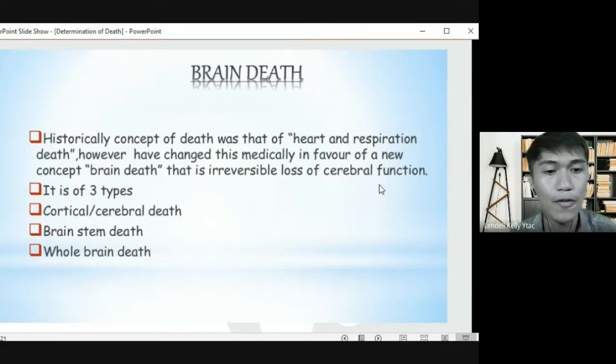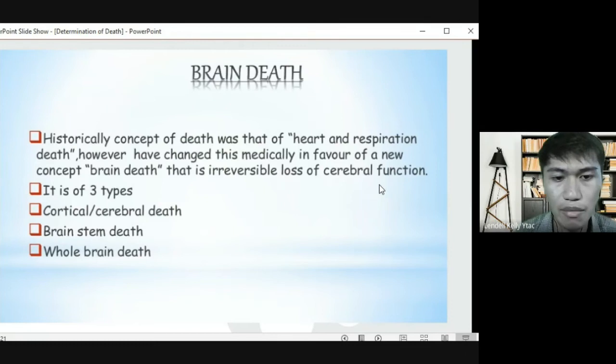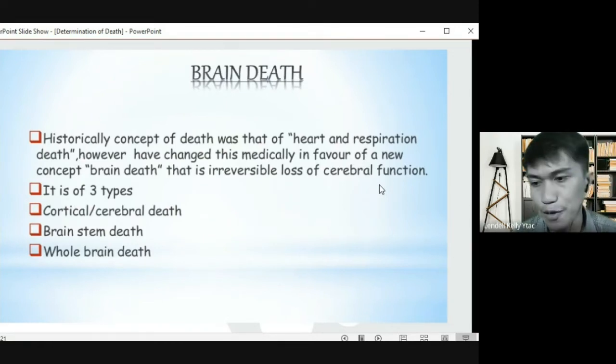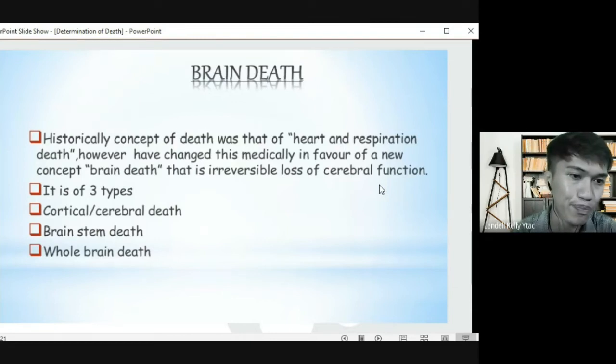However, there is a change medically in favor of a new concept, which we call brain death. This is a result of the advancement in technology, that is the irreversible loss of cerebral function. It is of three types. So we have three types of brain death. First, we have cortical or cerebral death.